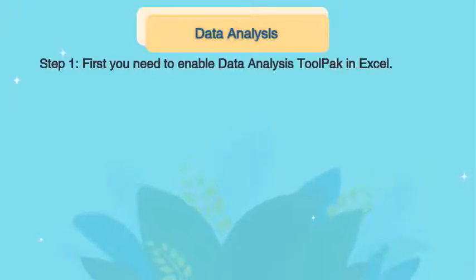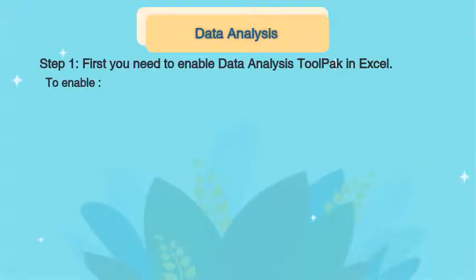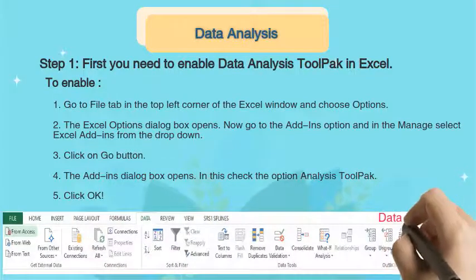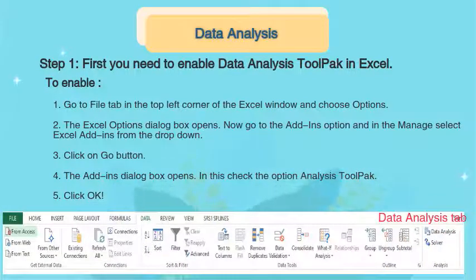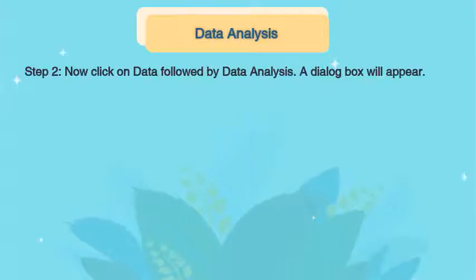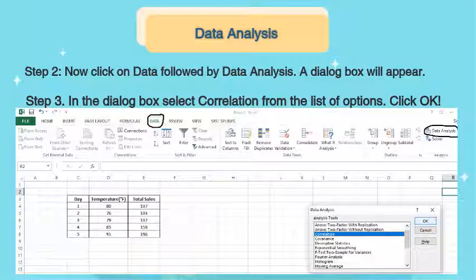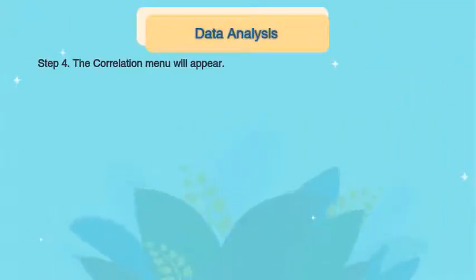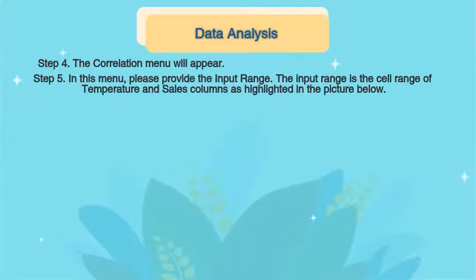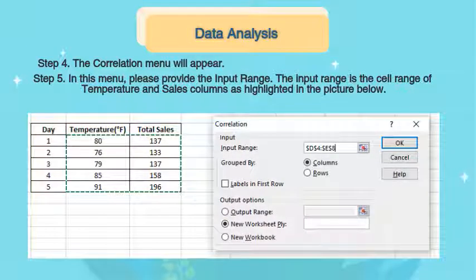Step 1. Enable data analysis in Excel. If you see this icon, you have successfully enabled it. Step 2. Click on Data followed by Data Analysis. A dialog box will appear. In the dialog box, select Correlation from the list of options. Then click OK. The correlation menu will appear. In this menu, please provide the input range. The input range is the cell range of temperature and sales columns, as highlighted in the picture below.